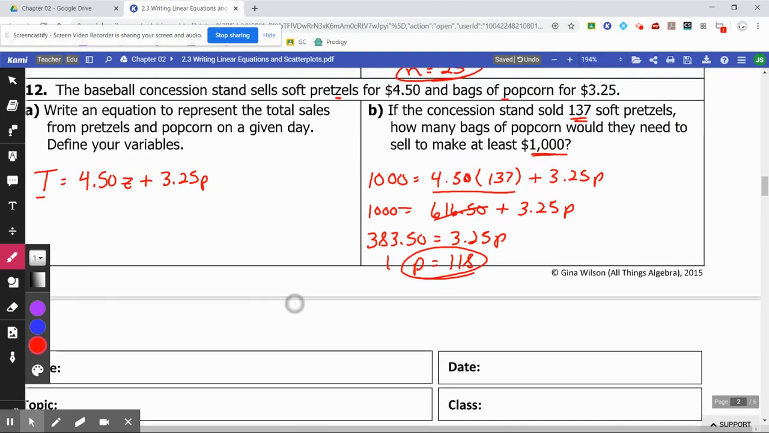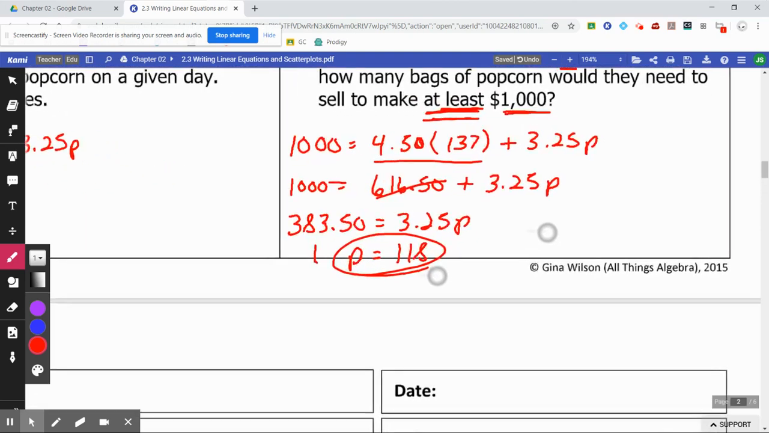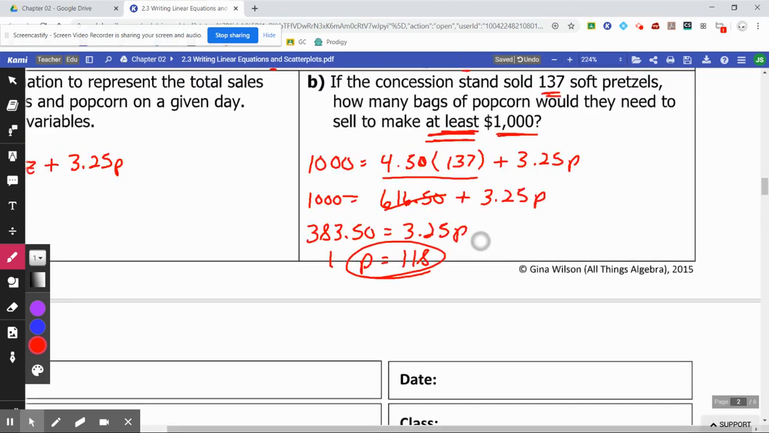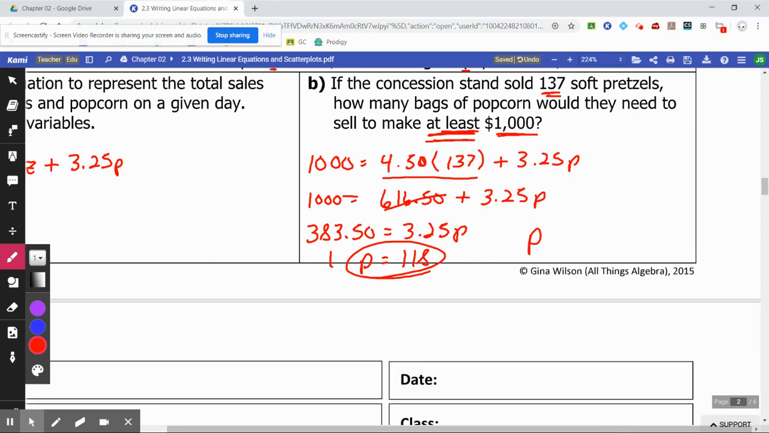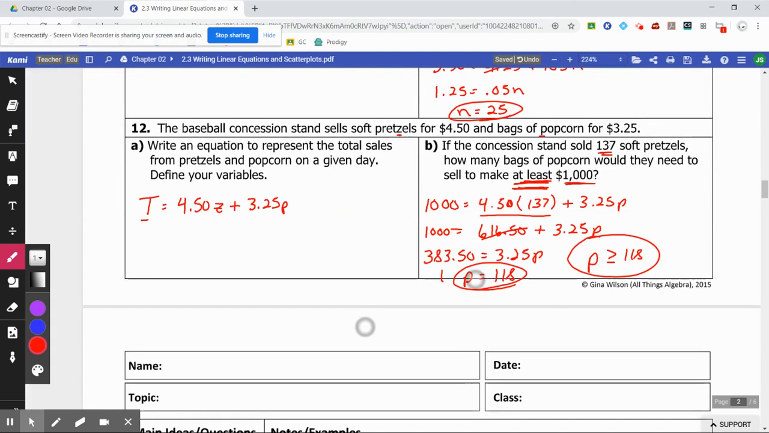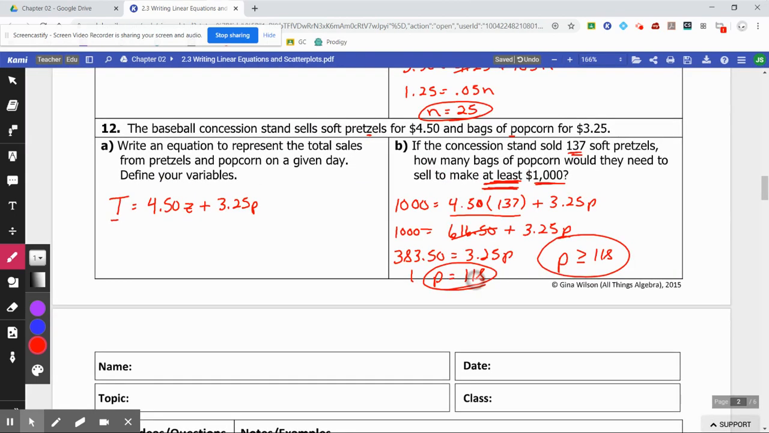However, let's read the question again to make sure we're answering it correctly. How many bags of popcorn would they need to sell to make at least? I want to point out the words at least there. So if they sell 118, they'll make 1,000. So the number of bags of popcorn they need to sell would have to be greater than or equal to 118 to sell at least 1,000, because at least 1,000 means they could sell 1,000 or more. So if they sell more bags of popcorn, obviously, then they would make more money off of them.